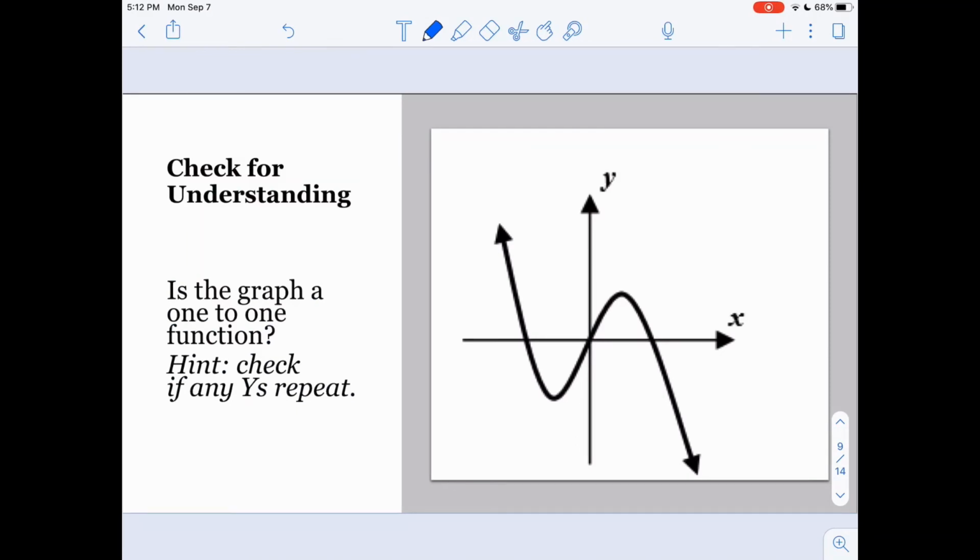Now let's check for understanding. Take 2 minutes to determine if the graph is 1 to 1. Hint, check if any of the y's repeat. This graph is not 1 to 1 because some of my y values repeat. They show up more than once.